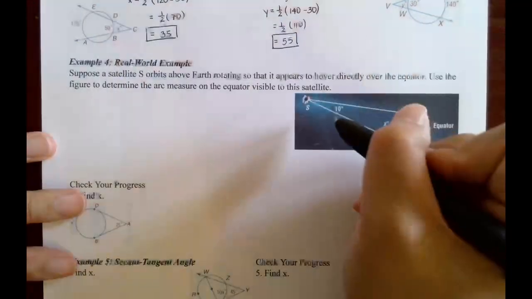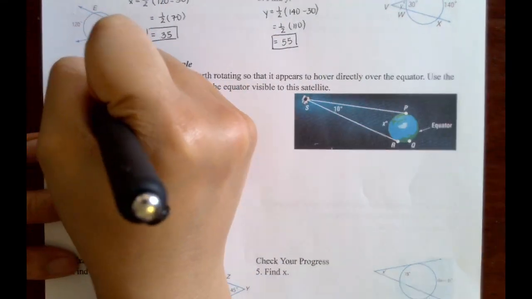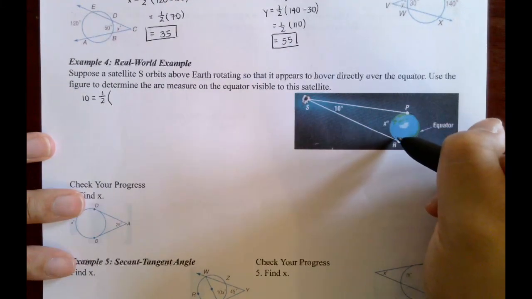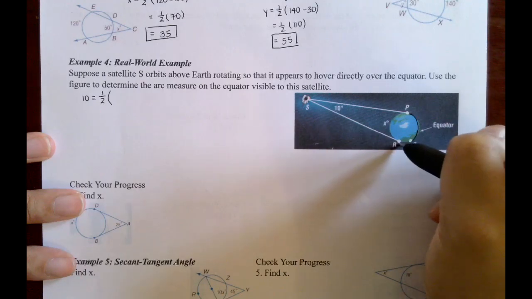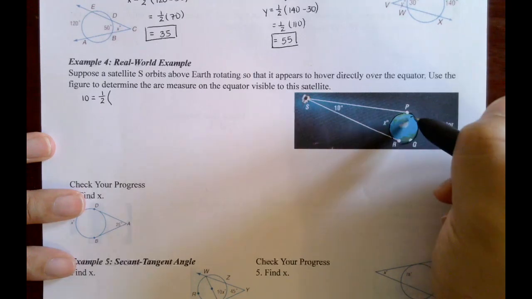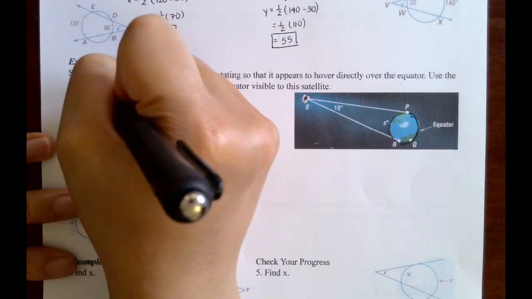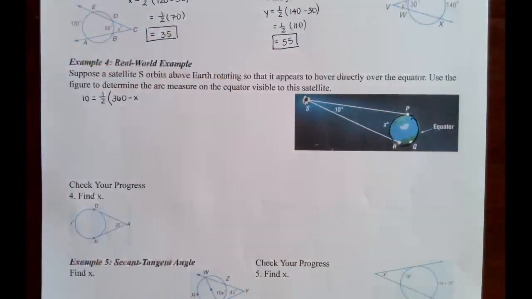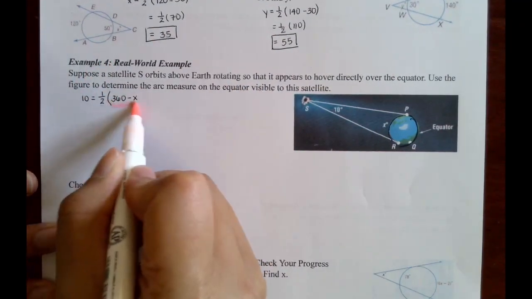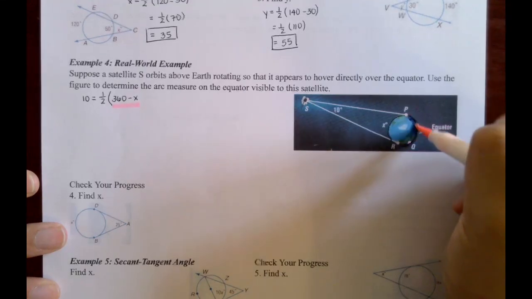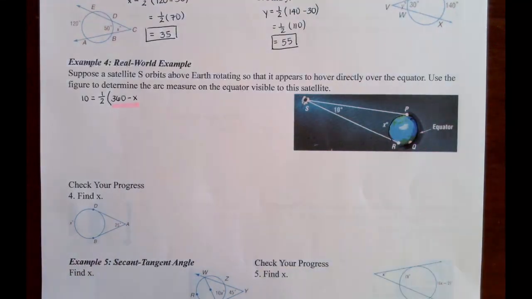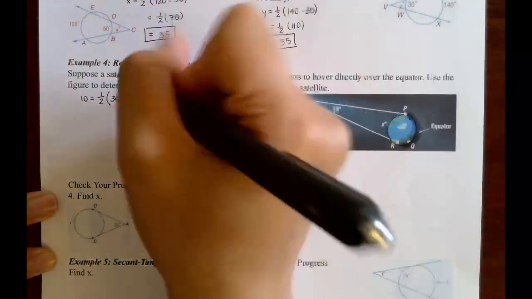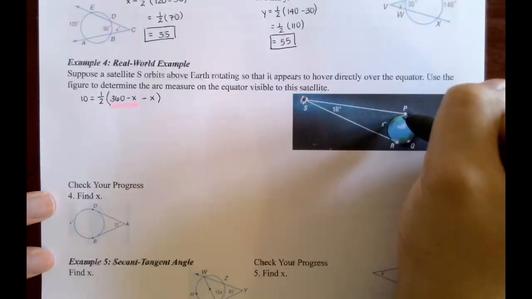So what we know is that this angle 10 is going to be 1/2 of this minus this. However, this here, how do we know what it is? Well, if this is x, this has to be 360 minus x. So this part here is 360 minus x, because if this is x, this has to be 360 minus x. And then minus the other x, minus this x.